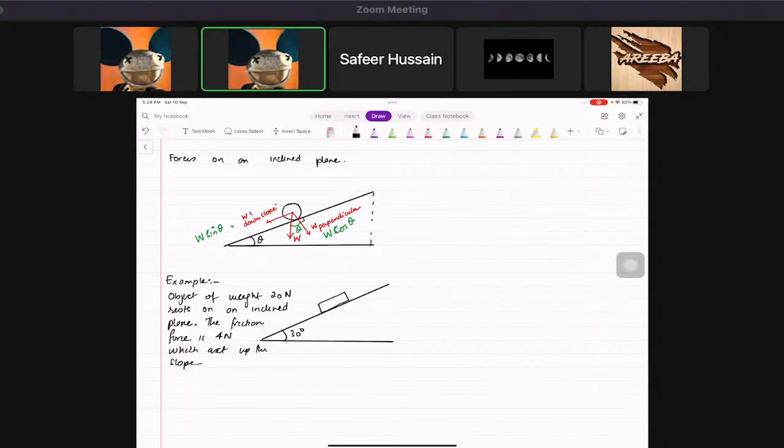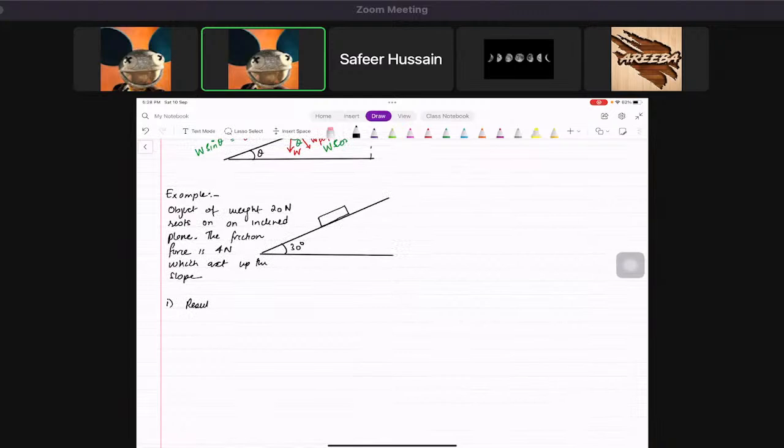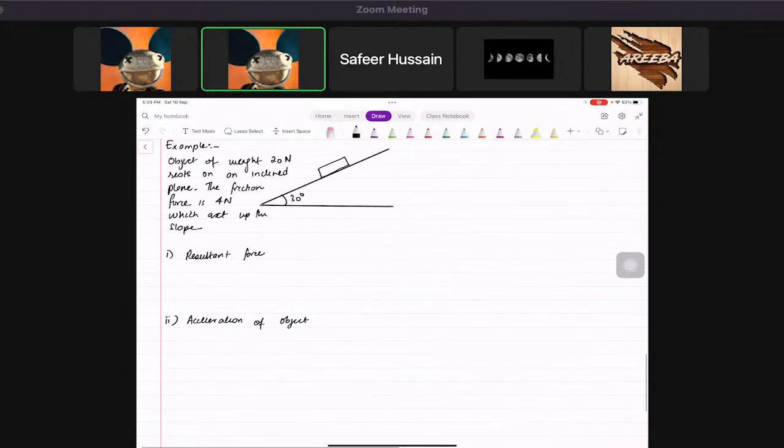Okay. Now what they want is, they want you people to find the resultant force. Then they want you to find the acceleration of the object, and finally they would like you to find the reaction force on the object by the slope. Alright, now let's try to do this.